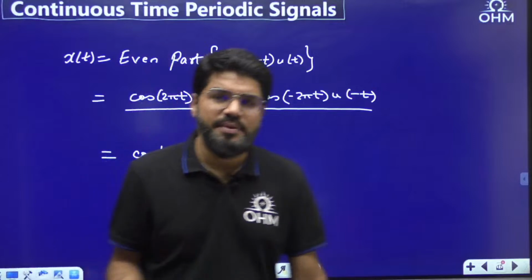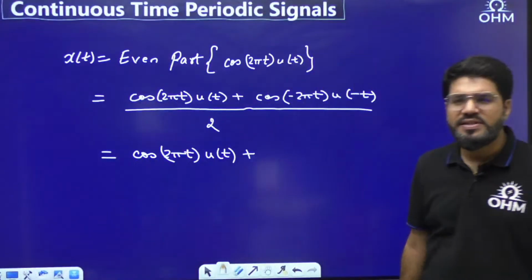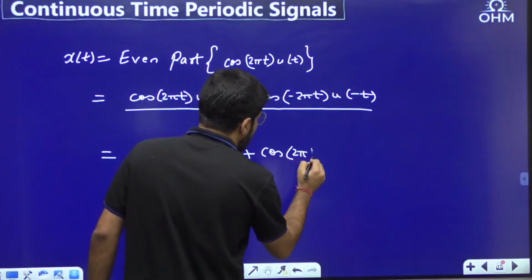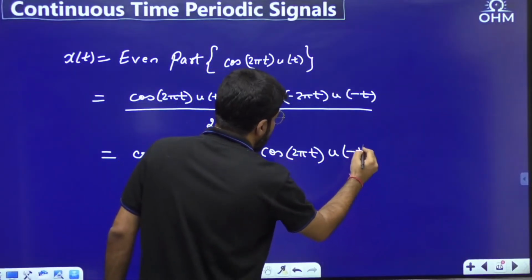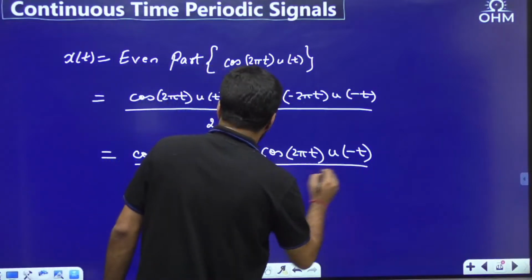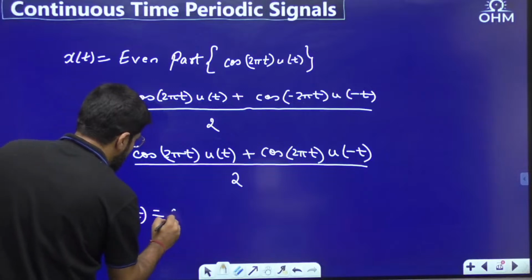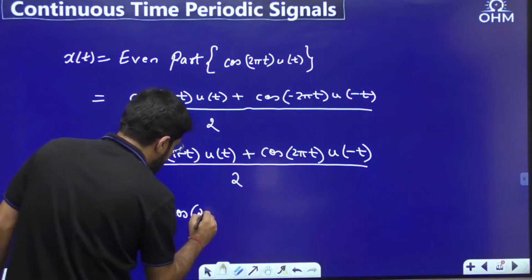Cos theta is an even symmetric function. Cos minus theta is always equal to cos theta. So cos minus 2 pi t is equal to cos 2 pi t. And then u of minus t, further the whole divided by 2. And then x(t) is known as cos of 2 pi t.